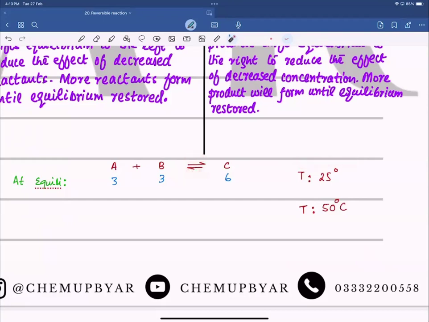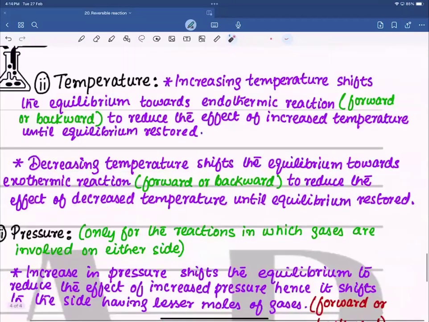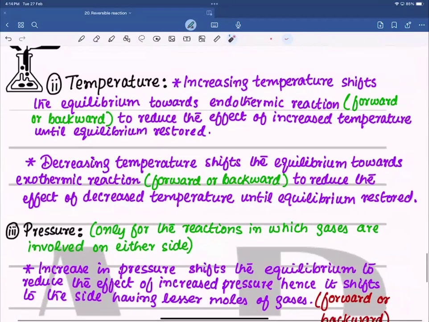So remember, whenever we increase the temperature, equilibrium shifts to the endothermic side, and we have to decide whether the forward reaction is endothermic or the backward reaction is endothermic. And if we decrease the temperature, equilibrium shifts towards the exothermic reaction. Now we have to decide whether the forward reaction is endothermic or the backward reaction is endothermic. Okay, complete this temperature factor, then we will discuss pressure.